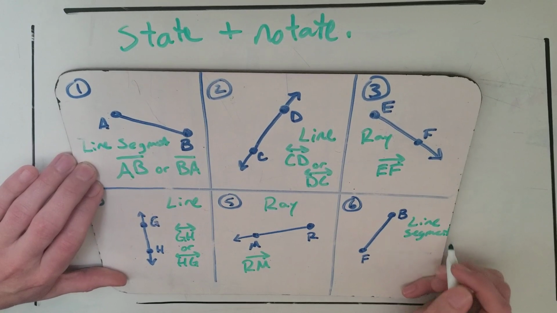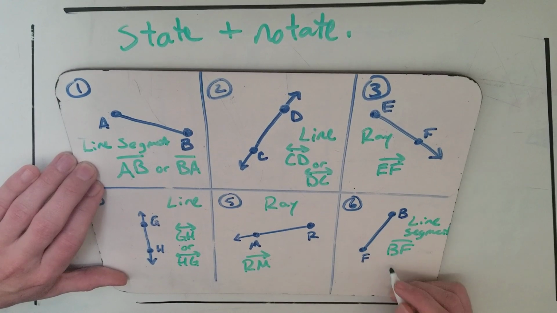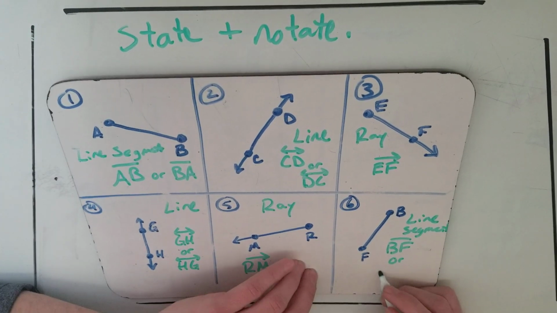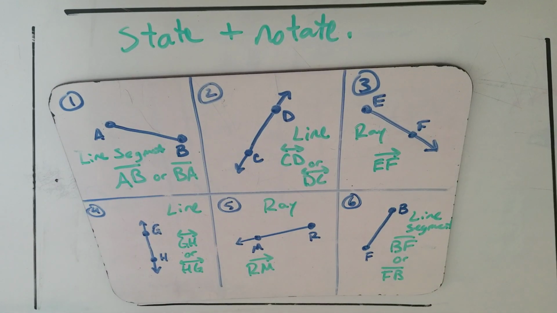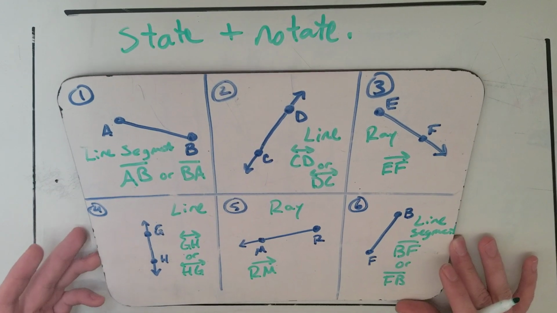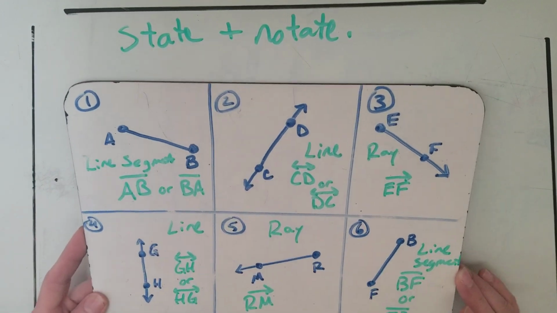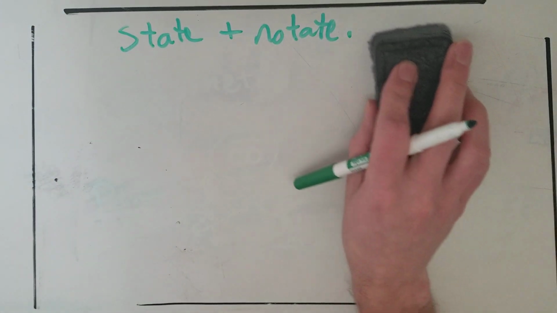Ooh, ran out of room. And we can call it line segment BF, or we can call it line segment FB, and that is your proper notation for the line segment. So those are just a few examples of being able to recognize these special new terms, the building blocks of geometry. Now I'm going to have us try to construct a few.